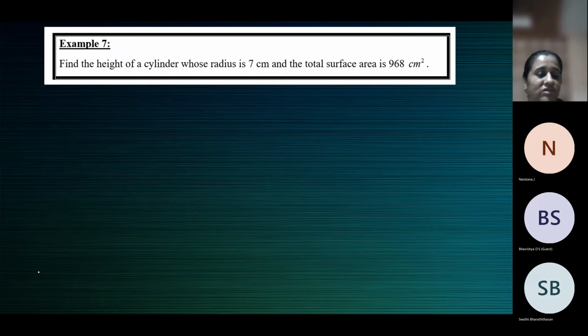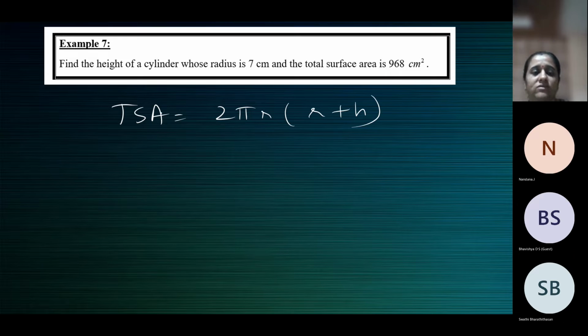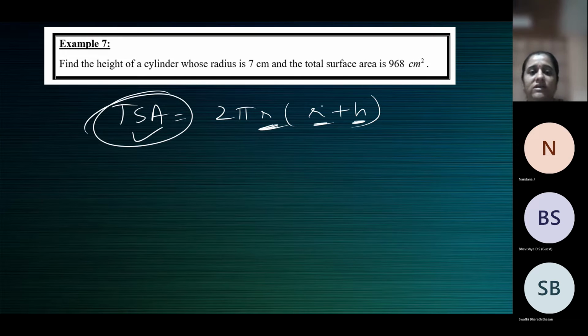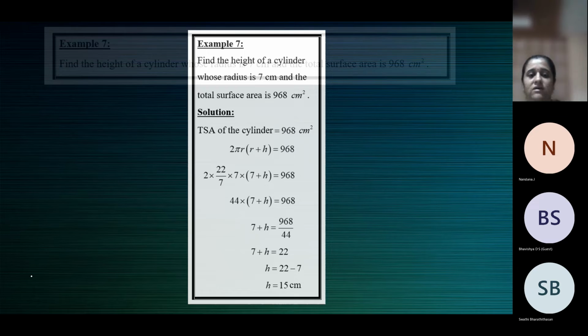So when you read the question itself, you should be able to make out that in the formula to find the TSA, 2 pi R into R plus H, there are 3 unknowns, TSA, radius and height. You know 2 of them. You know TSA and you know the radius. You can easily find the height. Yeah, work out, children.